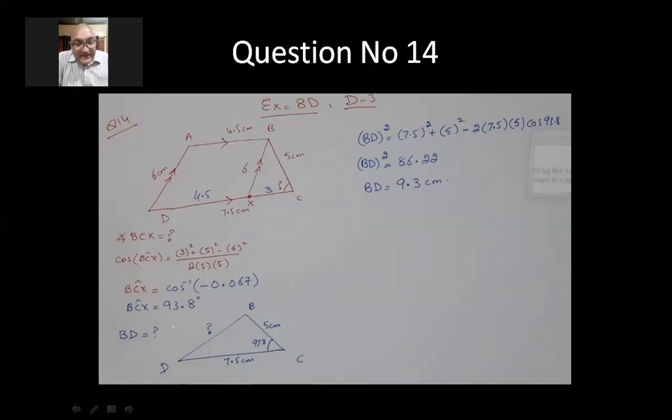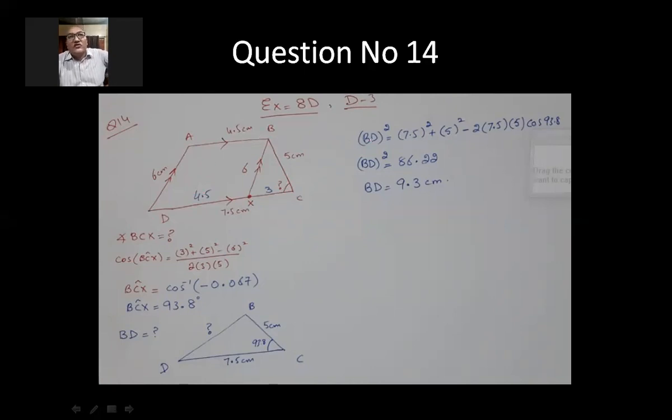The next part he says, and also find the length of the BD. So I want to find out the length of the BD. If I join the B and the D, I want this side. So if you look at the triangle BCD, I know this side, that's 5. I know this whole side, that's 7.5. I know this angle, that's 93.8. So by using the law of cosine, I can find the BD side.